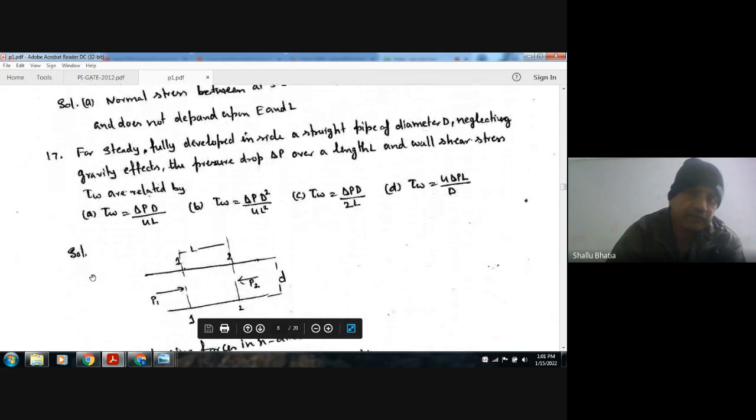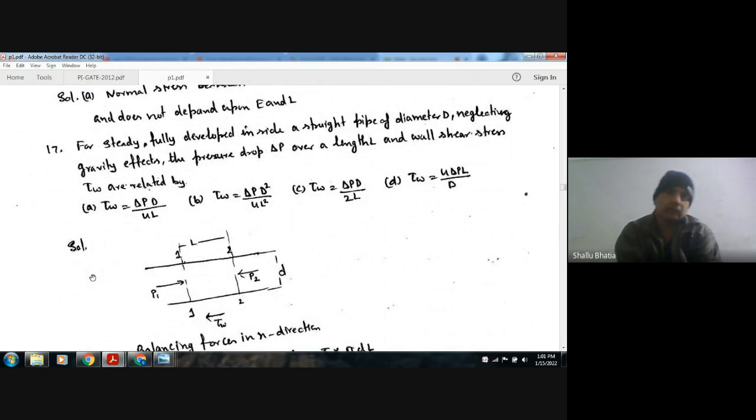For a steady, fully developed flow inside a straight pipe of diameter D, neglecting gravity effect, the pressure drop over a length L and wall shear stress are related by: option A, tau W is equal to del P D by 4L; B, tau W is equal to del P D square by 4L square; C, tau W is equal to del P D by 2L; D, tau W is equal to 4 del P L by D.